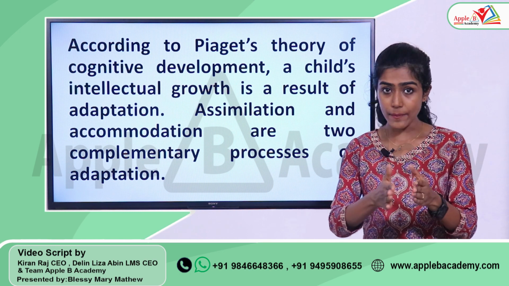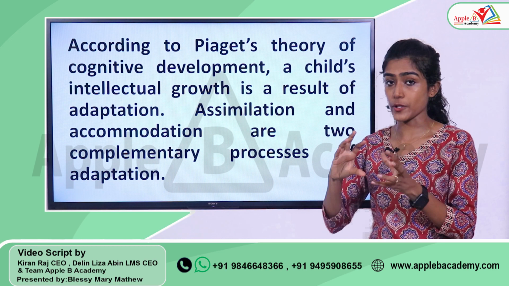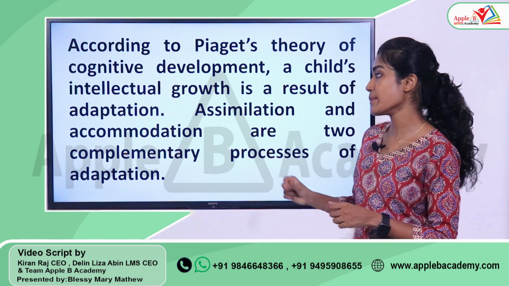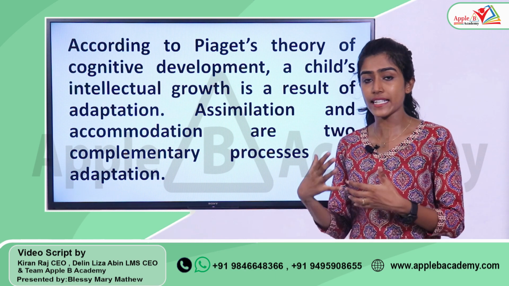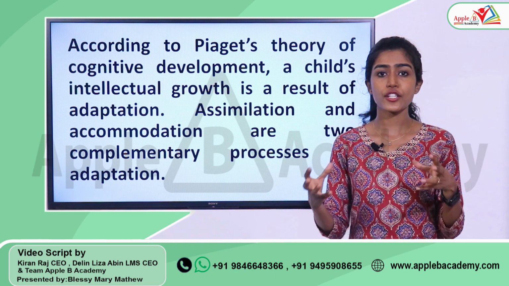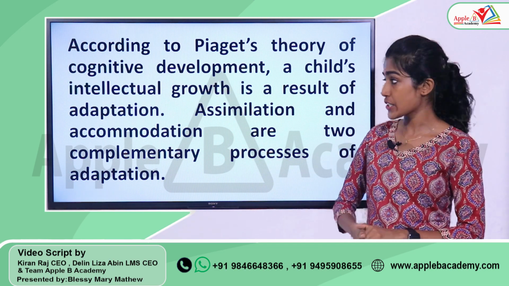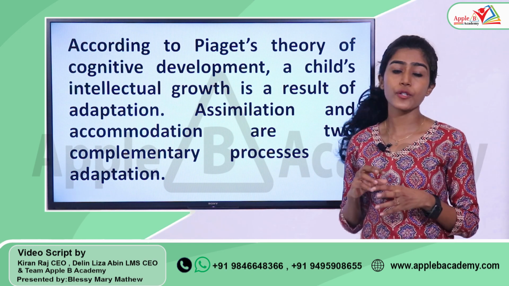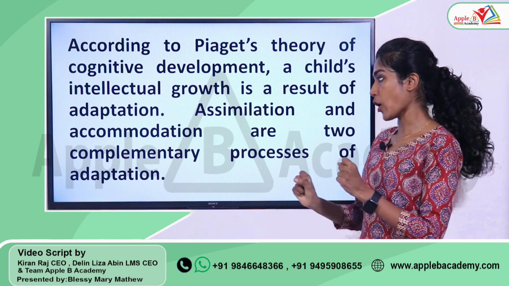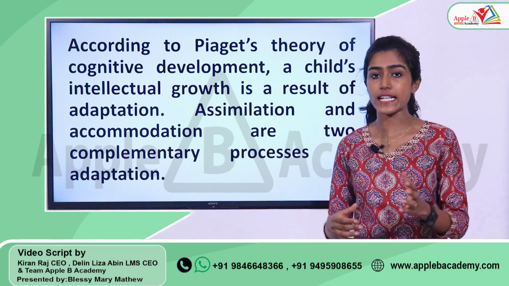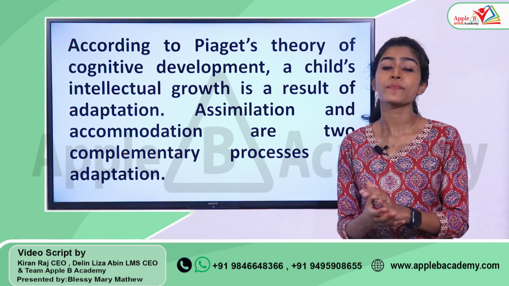This adaptation has 2 different complementary processes associated with it, which include assimilation as well as accommodation. So we can understand it in this way: assimilation and accommodation are 2 different complementary processes that together form the process of adaptation, and adaptation is what contributes to the intellectual growth of a child. So this is a general idea about all these 3 terms that we have already seen in the question. And before that, we have understood the idea of schema as well, right?